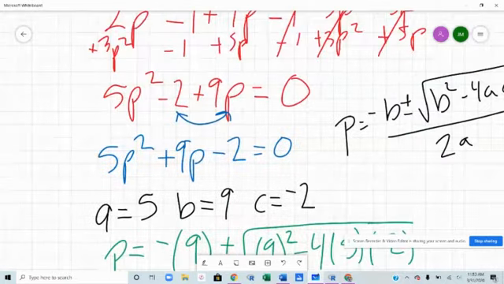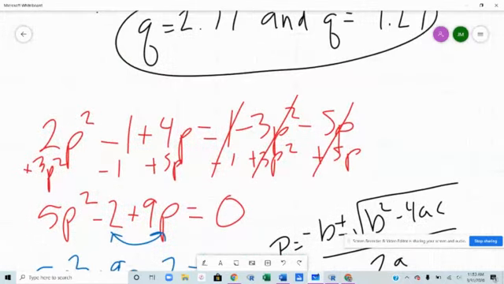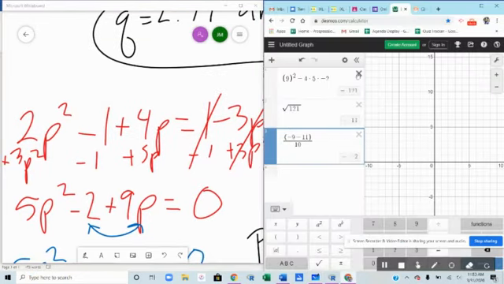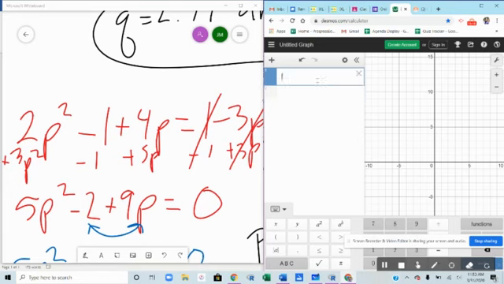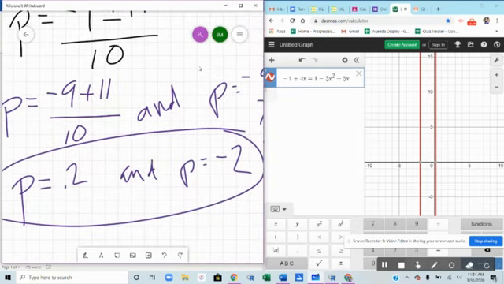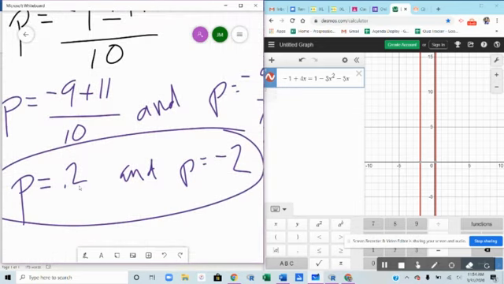We should go back up to the top and check with Desmos. So remember, we're going to have to change these P's into X's. So I had 2x squared minus 1 plus 4x equals 1 minus 3x squared minus 5x. And you can look at where they cross. We have -2 and positive 0.2. And if we come back to our answers, that's the same thing. We had -2 and positive 0.2.